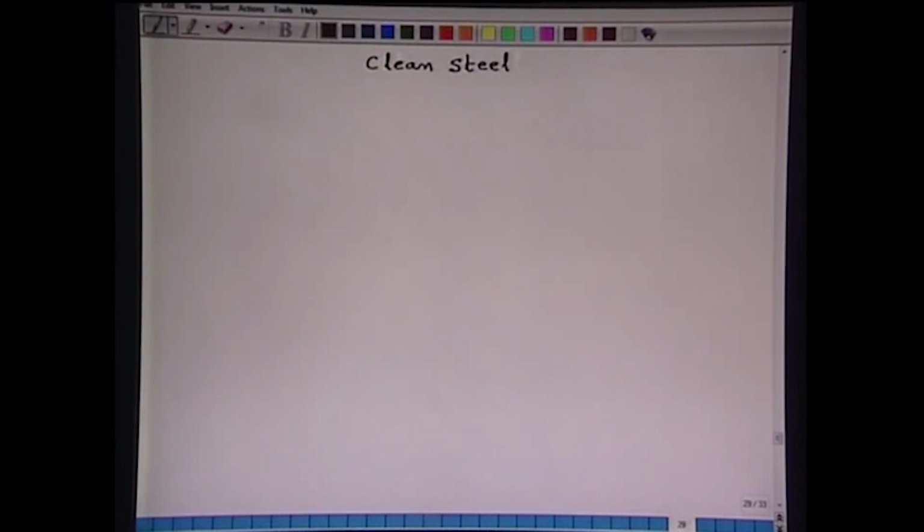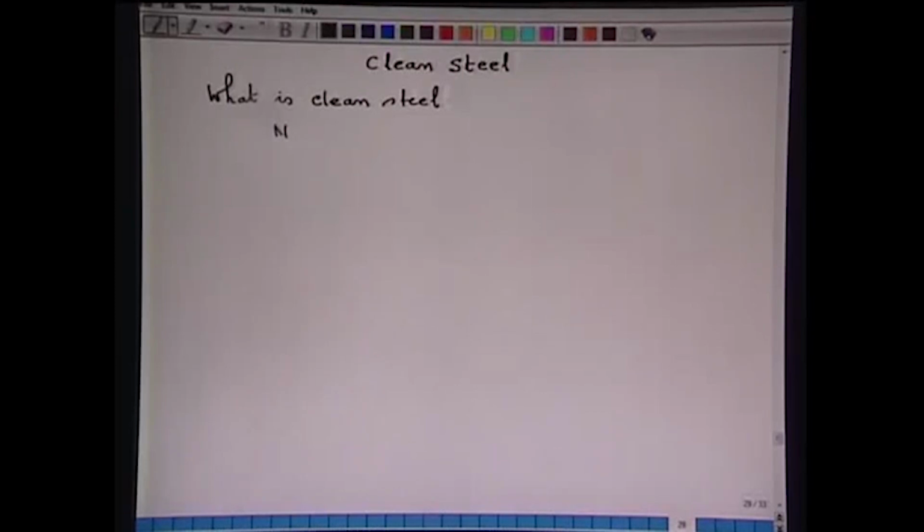Naturally, the question is, what is clean steel? Clean steel refers to the number of inclusions per ton of steel.